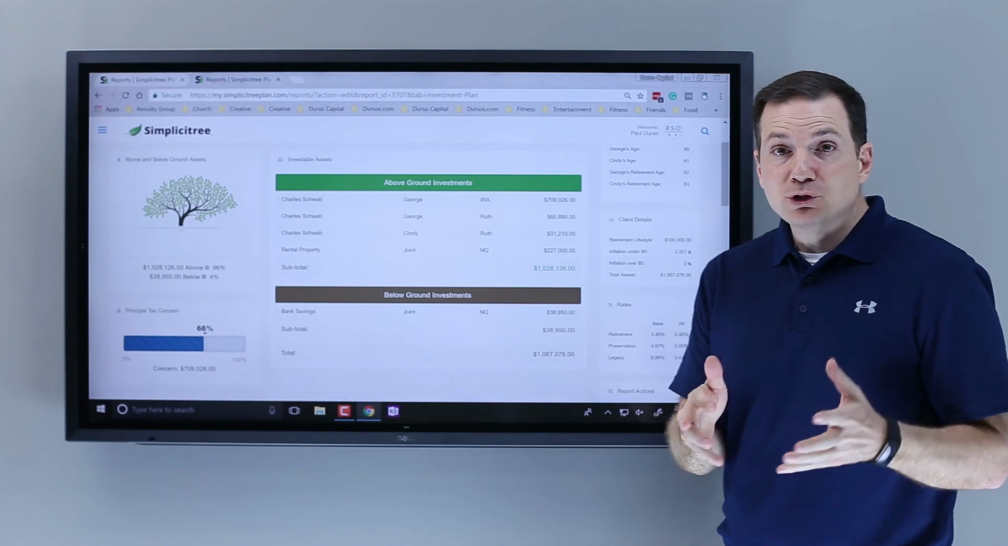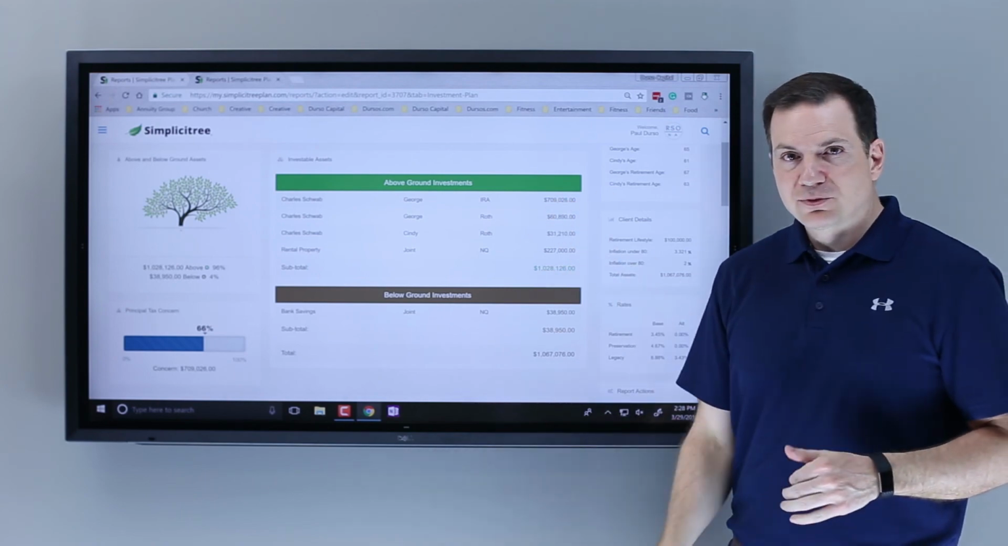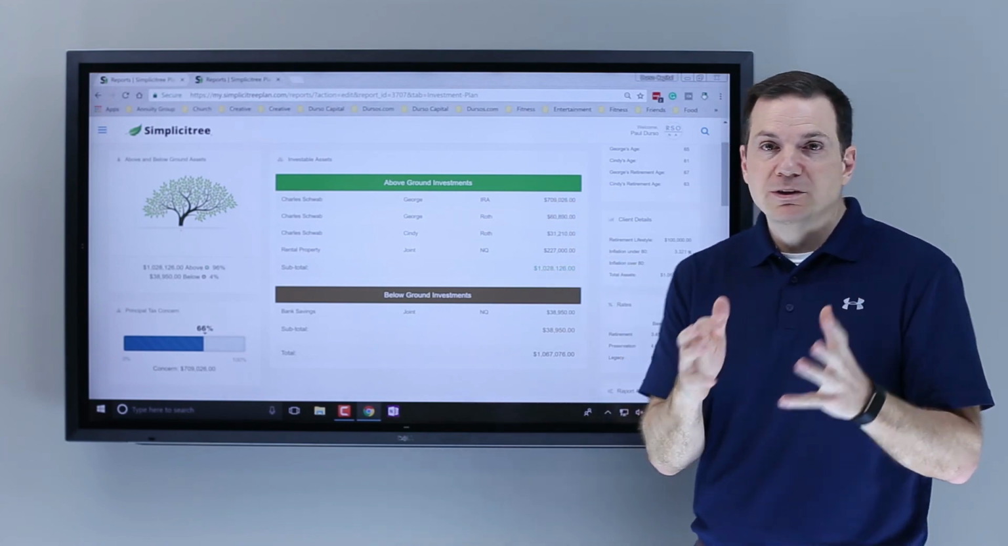So hopefully you've enjoyed this quick overview of Simplicitree and the power that's within this software.